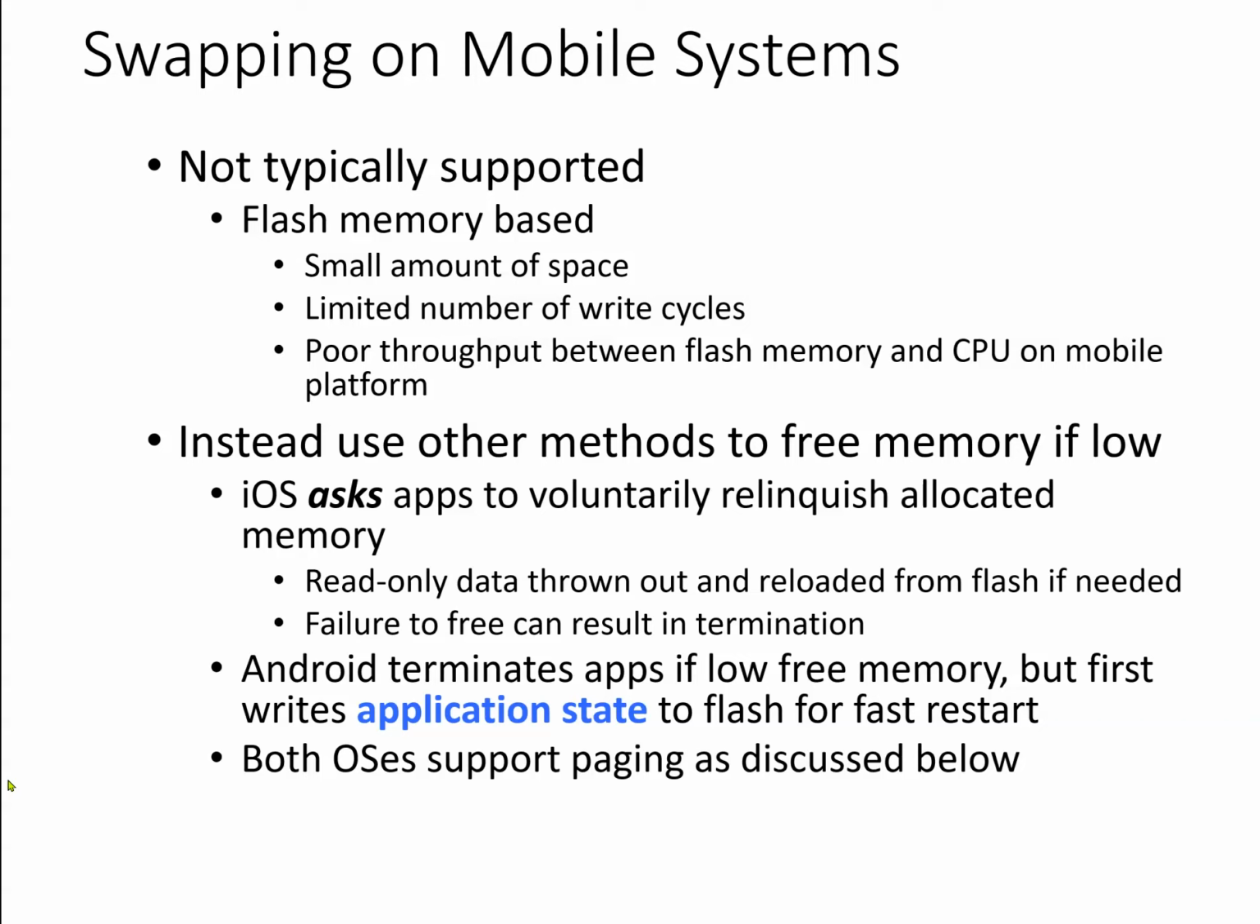Swapping isn't typically supported on mobile systems. The amount of memory is usually small, you only have a limited number of write cycles, and you get poor throughput. Instead, in iOS, for example, it asks processes to relinquish memory, and then any read-only data can be thrown out and reloaded if needed. If they can't free up enough memory, you could have a termination.